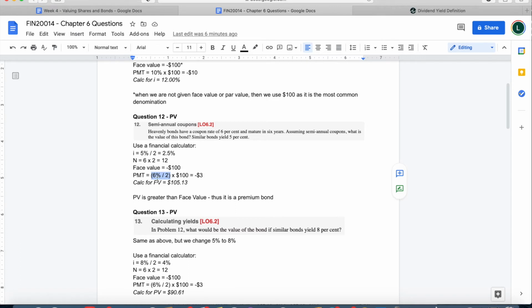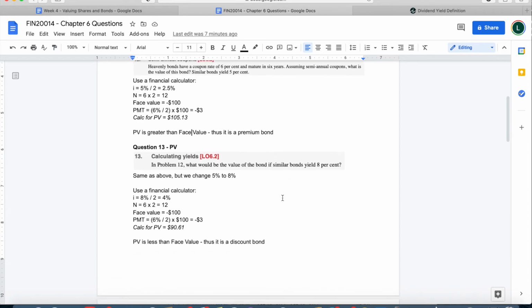So you input that onto your calculator, you comp for PV on your calculator, and you'll get $105.13. Now I made a little note here. So our PV is greater than the face value, so that means it's a premium bond. Okay? So if we jump down to question 13, actually before we do that, let's jump over and I'll actually show you how you input that all into a calculator.